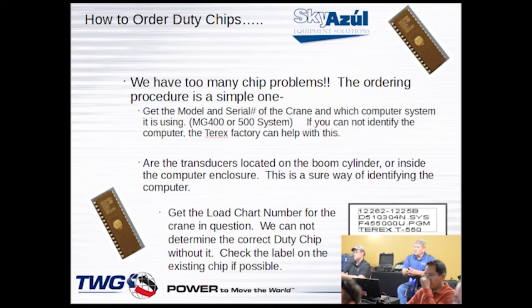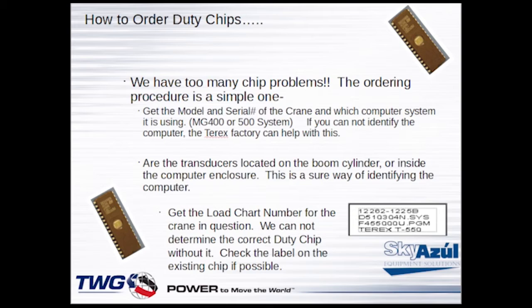So you need to know how to identify which system is which. There's a couple of easy ways to identify a 400 or a 500 computer, okay? Look out the window and tell me if the transducers are located on the boom cylinder or if they're inside the computer enclosure. That is an absolute positive way to identify whether you've got a 400 or a 500 computer. And it's really easy. And you'd be surprised, you get people on the phone and they don't want to answer your questions, they just want the part, you know? And I don't guess on this stuff. You can't guess on this stuff or you're going to get something that's not going to work.